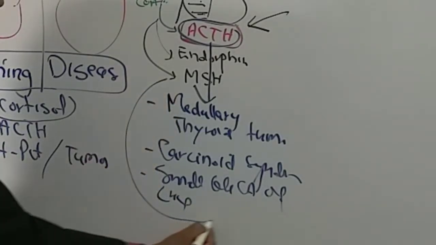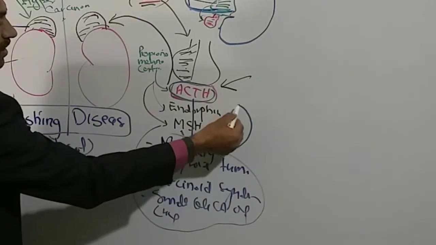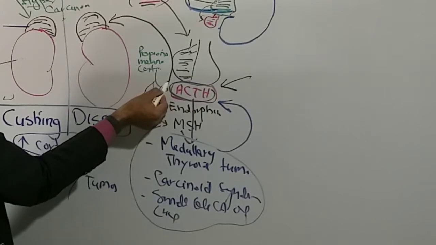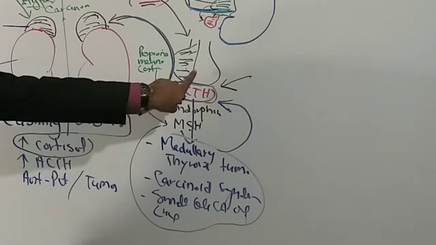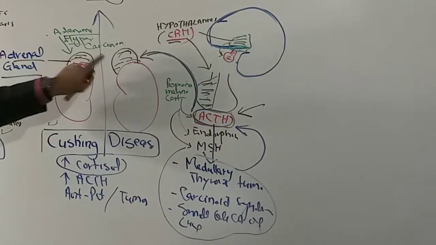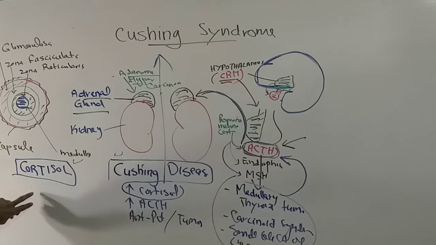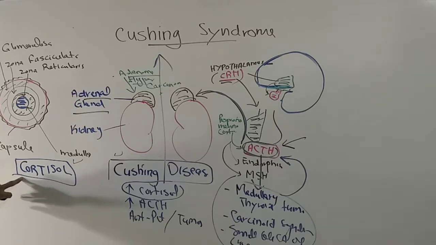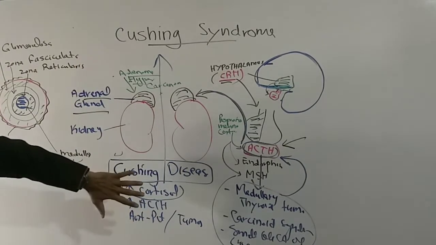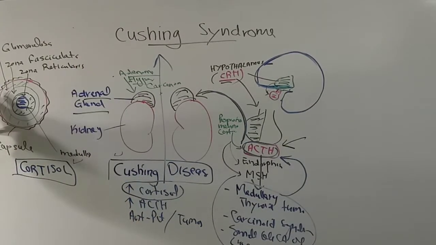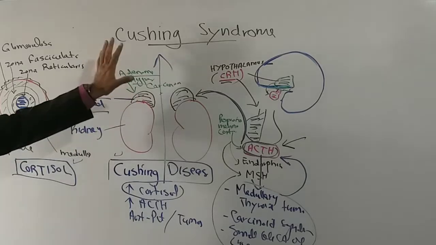So any of these conditions can result in higher production of ACTH, which will again have its effect on the adrenal gland, like the ACTH which came from the anterior pituitary. This is how we reach this stage where we have higher concentration of cortisol in our body, which we call Cushing syndrome. So this is the definition of Cushing syndrome, this is the anatomy of the adrenal medulla and adrenal cortex, and these are the reasons why we have Cushing syndrome.